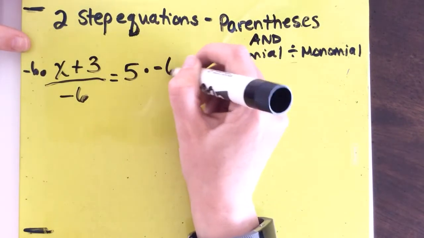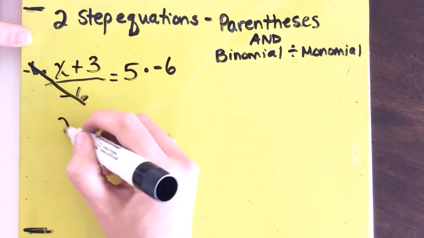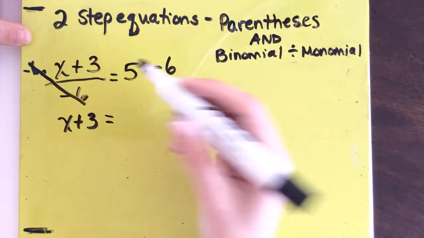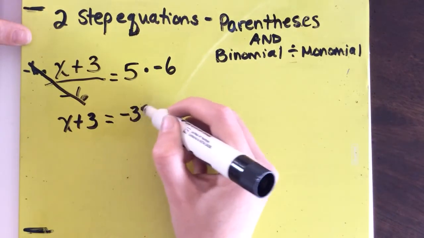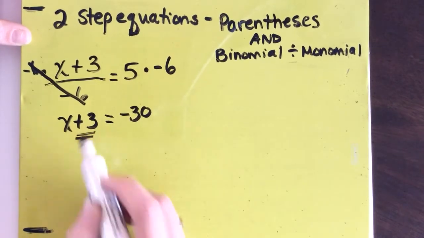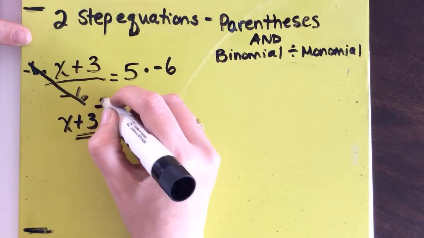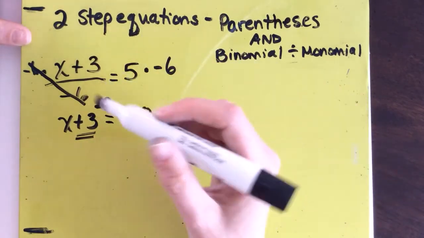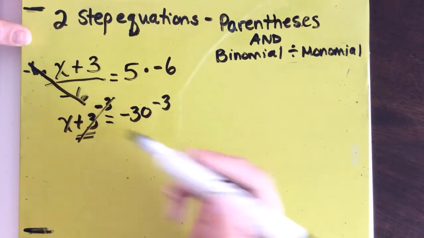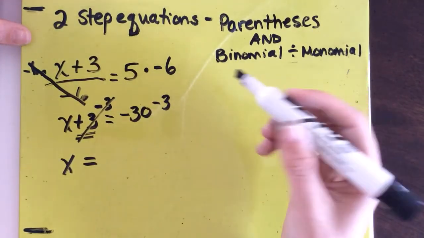And of course I need to do that on both sides. So on this side, my negative 6s cancel out, leaving me just with x plus 3. And on my right side, I have 5 times a negative 6, which gives me a negative 30. Now I just need to deal with this plus 3. In order to get rid of a plus 3, I subtract 3, because that's the inverse. It means I also subtract 3 on this side. So these cancel out. I'm left with x equals negative 30 subtract 3.